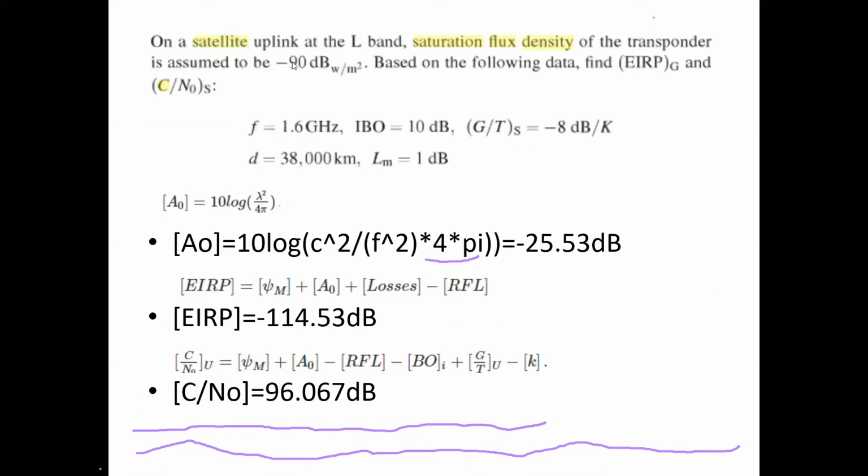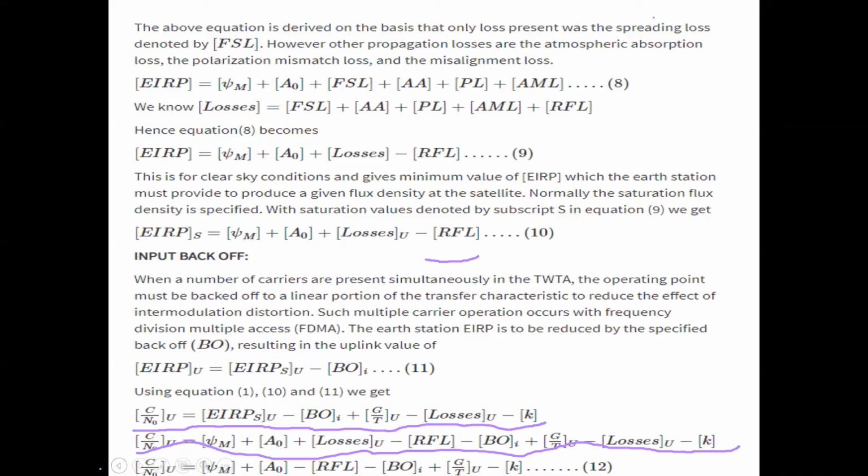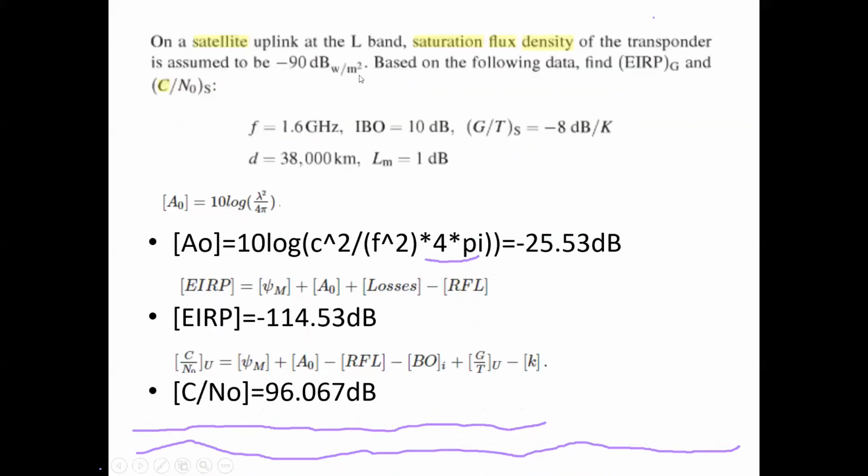A problem we need to solve. So on a satellite uplink, an L-band saturation flux. Now the equation that we are supposed to use is this equation. I hope you have noted down this equation. If you have not, please note it down because we need to solve it. Now you are given the saturation flux density of the satellite is 90 dB watts per meter square. Please see the units. Based on the following data, find EIRP and C by N.